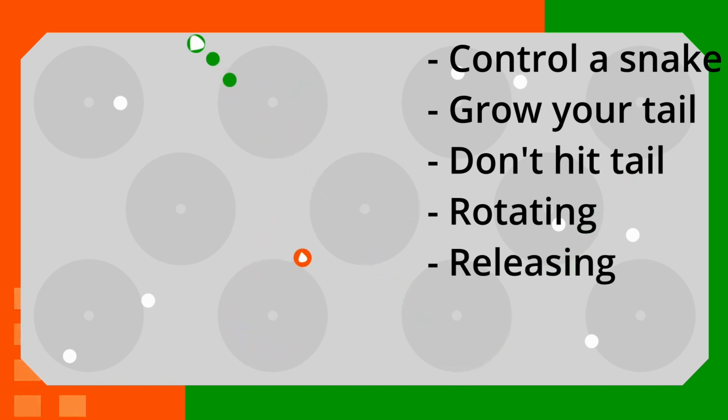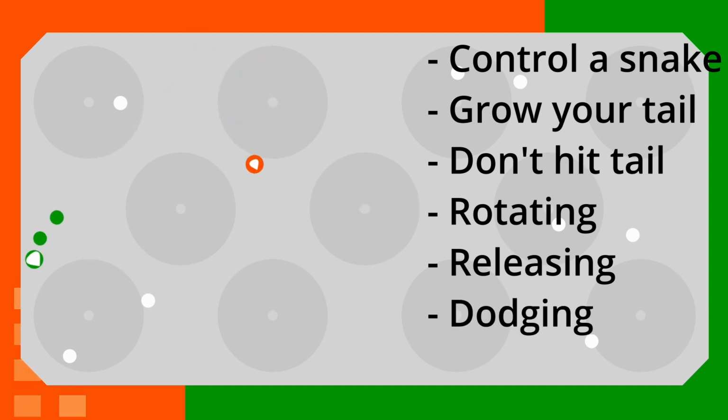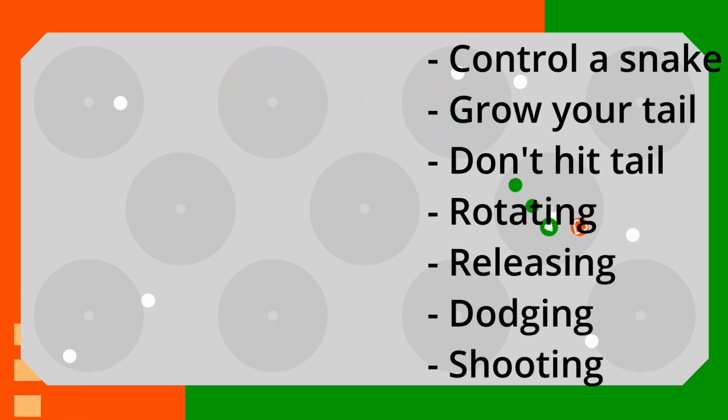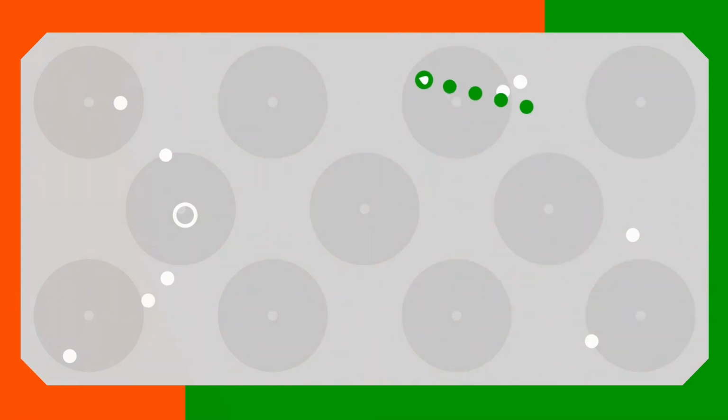When, on the other hand, you press your action button while outside the rotator, you perform a dodge, gaining invincibility for a short period of time. Also, if you have any tail left, you shoot out a single attacking sphere which can kill other snakes. That's pretty much it. You try to gobble as much tail as possible and snipe your opponents in the head while dodging their attacks. Pretty fun!